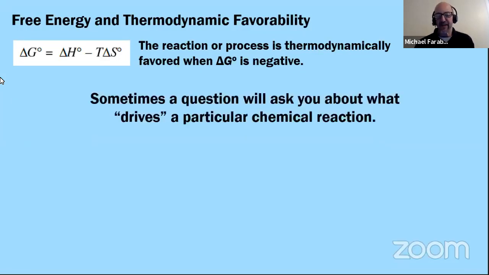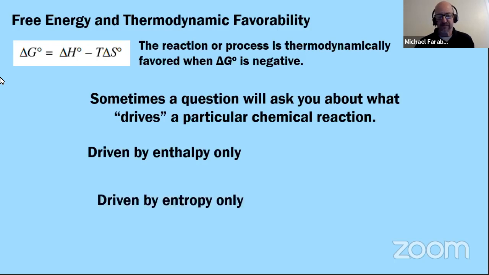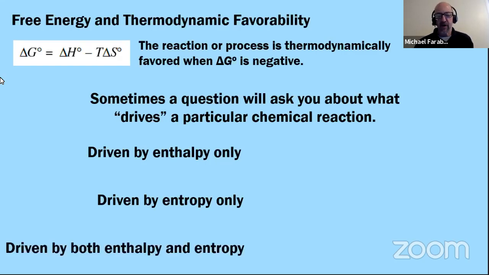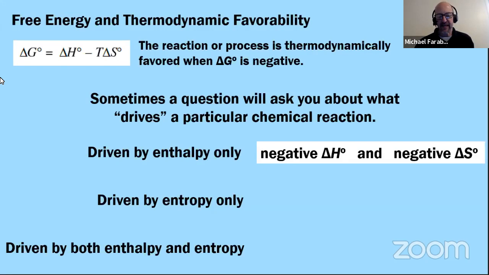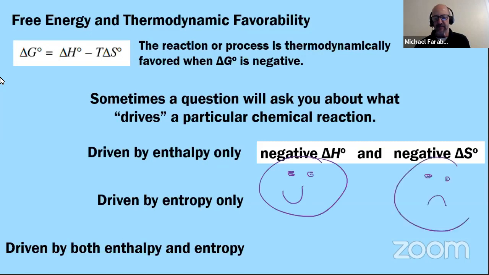You might sometimes see a question that asks you about what drives a particular chemical reaction, like what's the driving force? And there are three possible answers. The reaction is driven by enthalpy only, which is delta H. It is driven by entropy only, so delta S, or it's driven by both. Well, if you have a negative delta H and a negative delta S, again, the example being that we're trying to get delta G negative. So this would be a good thing, and this would not be a good thing. So focusing on the enthalpy only, if delta H is negative and delta S is negative.